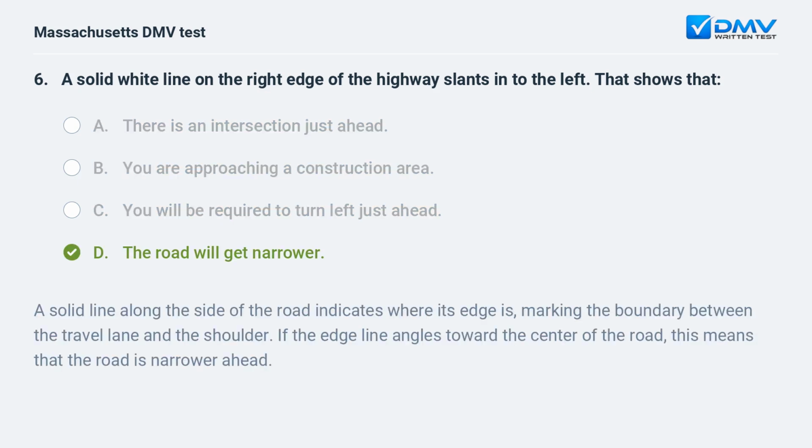D. The road will get narrower. A solid line along the side of the road indicates where its edge is, marking the boundary between the travel lane and the shoulder. If the edge line angles toward the center of the road, this means that the road is narrower ahead.